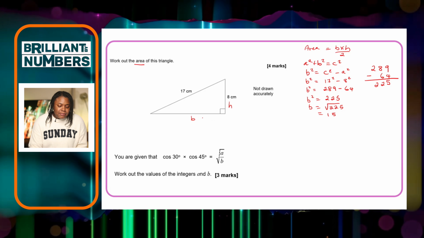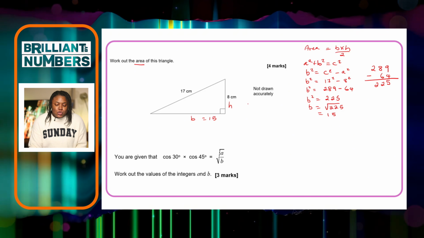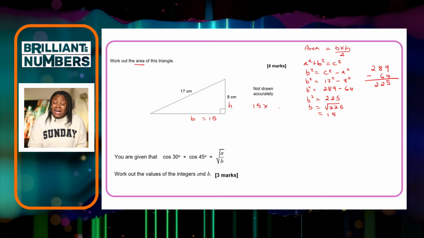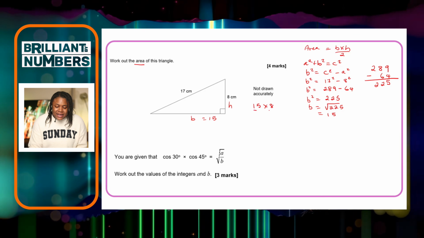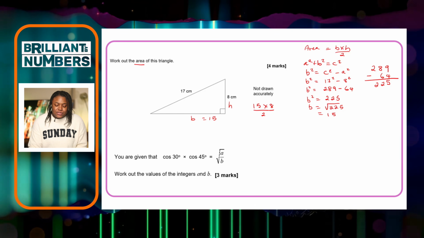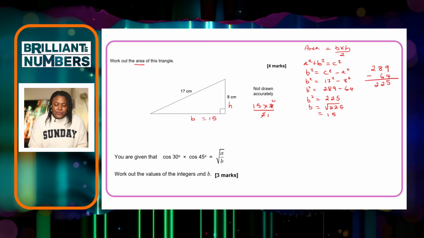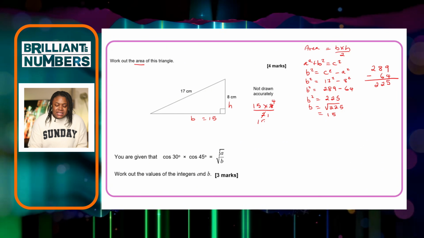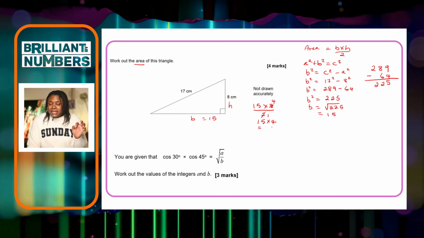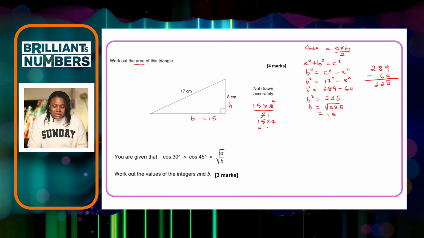So let's label our base equal to 15. Now let's substitute that in. So area is equal to the base, which is 15, times the height, which is 8, divided by 2. Easy way to do this, divide 8 by 2 first. 2 into 8 goes 4. Now I'm doing 15 times 4. Easy way to think about this: 2 sets of 15 is 30, and I need 4 sets, so that must be 60.